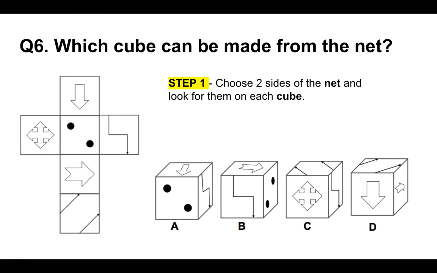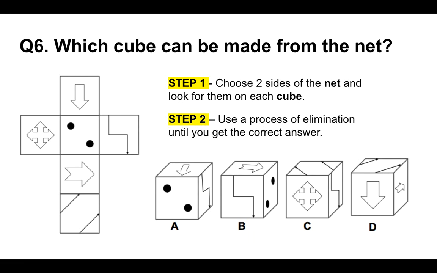Step 1, choose 2 sides of the net, any 2, and look for them on each of these cubes. And the chances are you might start at A and you might get the right answer, so you don't have to work through the rest of them. Step 2, use a process of elimination until you get the correct answer. So let's do this with this one.